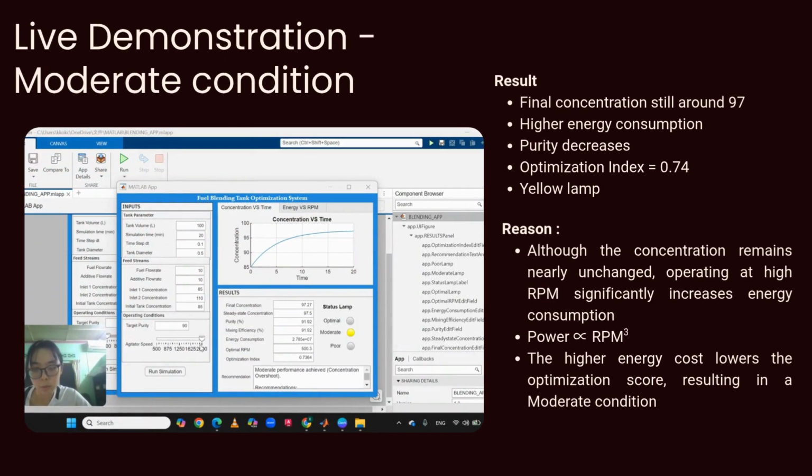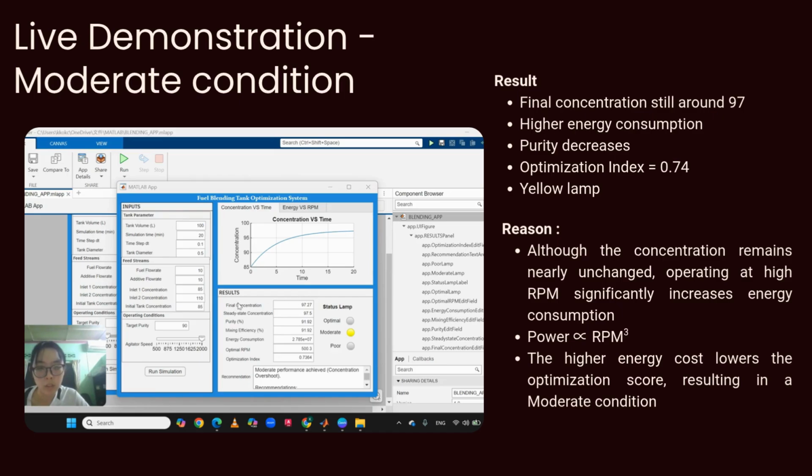In this example, we lower the target purity and also increase the agitation speed. After we run the simulation, this will be the result. In this case, as the concentration profile is almost identical, the final concentration is still around 97. However, our target purity has been lowered from 95 to 90.